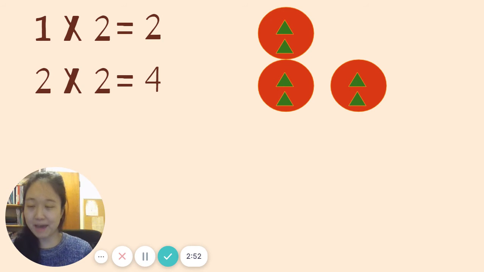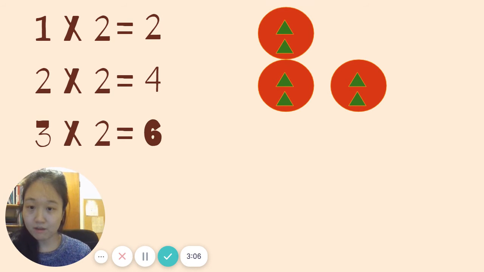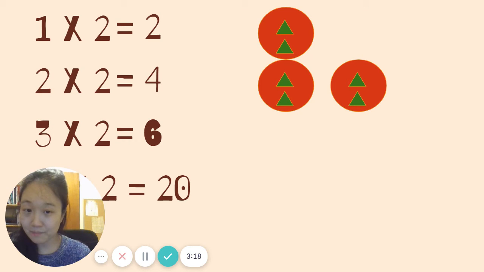What do you think the pattern is for the 2 times facts? You always double the first number. So 3 times 2, double 3 will equal 6. 4 times 2, so double 4 is going to equal 8. And if you do 10 times 2, that's double 10, will equal 20.